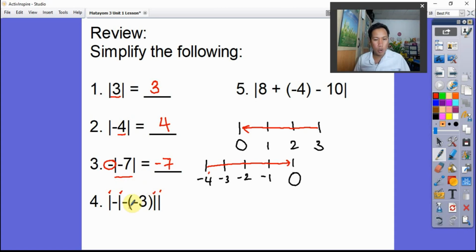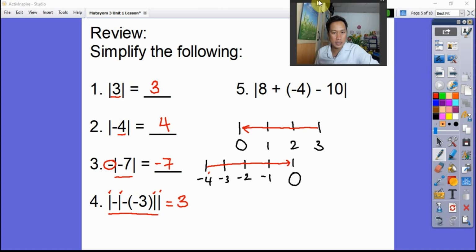Well, maybe you think, oh, you have to simplify the inside first. That's correct. However, for our review today, we don't need to. We just have to simplify or neutralize everything inside. So the answer here will be positive 3. Okay, very easy, very simple.